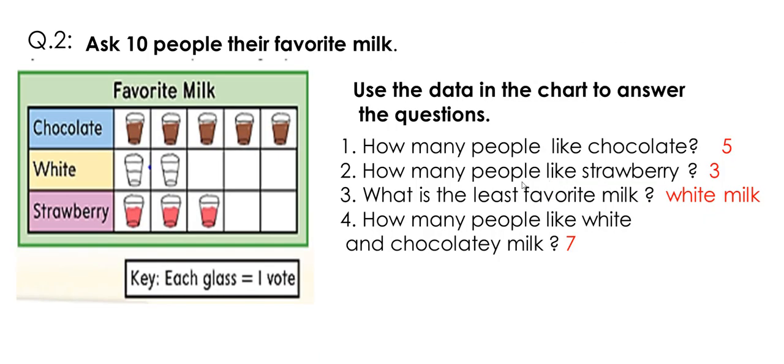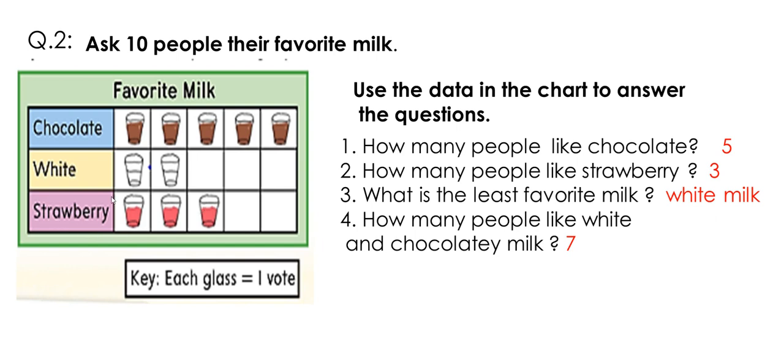Now, here, they asked 10 people about their favorite milk. We have a picture graph showing the favorite milk. So some people voted for chocolate, white, and strawberry. The key is each glass equals 1 vote. So let's answer the questions of this picture graph. How many people like chocolate? Chocolate milk. How many people? One, two, three, four, five. Five people liked chocolate.